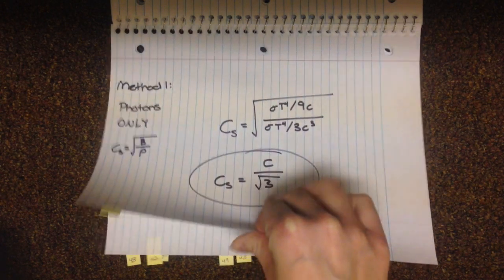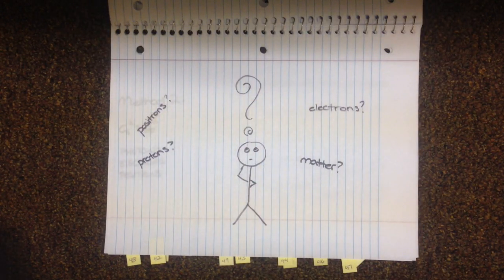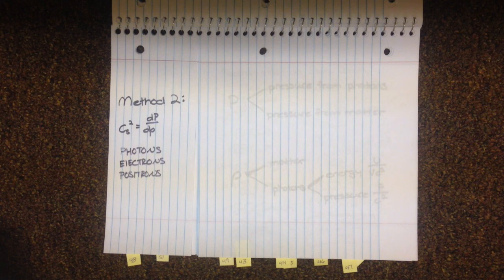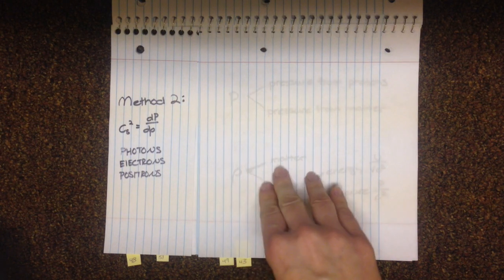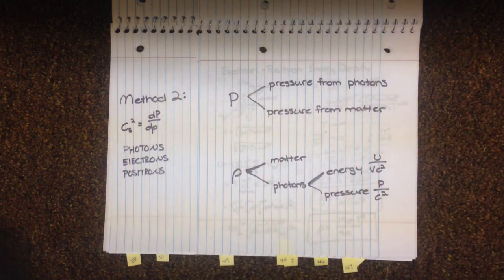That's a great answer, but what if we were being too simple? Well, let's introduce positrons and electrons in the mix. In this case, we'll use our second definition for the speed of sound. Here, there's going to be pressure from the photons. We can neglect pressure from the electrons and positrons, and density contributions that will be made by the photons in addition to the electrons and positrons.